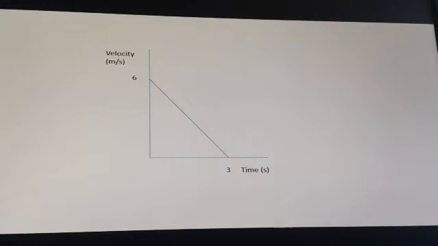The straight line shows us that that deceleration is at a constant rate, and we can still work it out from the gradient, 6 divided by 3. That would be 2 metres per second squared. But this would be minus 2 metres per second squared to show that it's a deceleration.